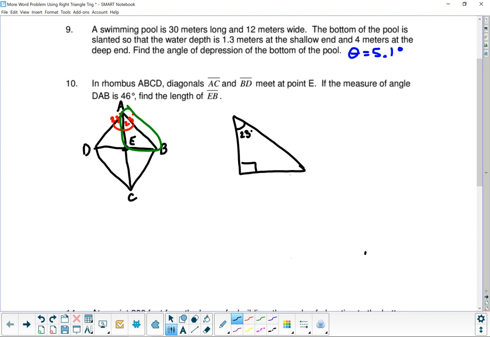Midpoint of the diagonals. Midpoint E is the measure of angle. Find the length of EB. This is A, B, E.